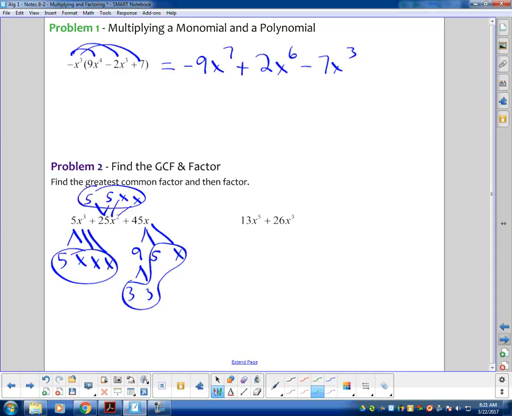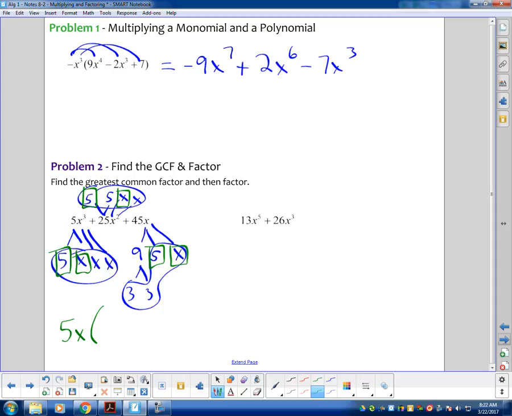We have a 5 here, a 5 here, and a 5 here. I have another 5 in this one, but not another one in the first or last term. I've got an x here, and an x here. And I have an x in the middle term and in the first term, but not in the last term. Also, I have 3s in the last term, but no 3s in the first or second term. So my greatest common factor is 5 times x.